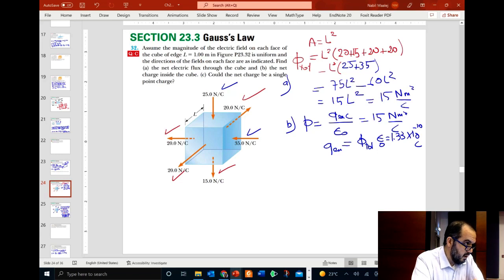Can it be a single point charge? Can it be one charge, one point charge? Yes. You raised your hand.